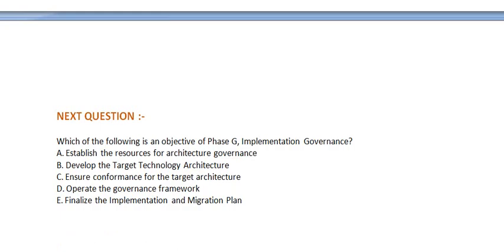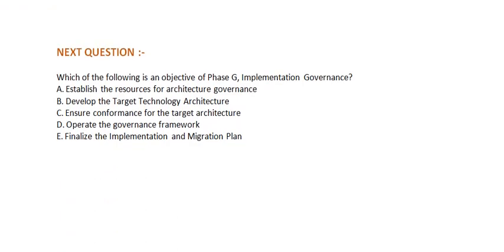Next question is, which of the following is an objective of phase G implementation governance? Option A, establish the resources for architecture governance. Option B, develop the target technology architecture. Option C, ensure conformance for the target architecture. Option D, operate the governance framework. And option E, finalize the implementation and migration plan. The correct answer is option C.